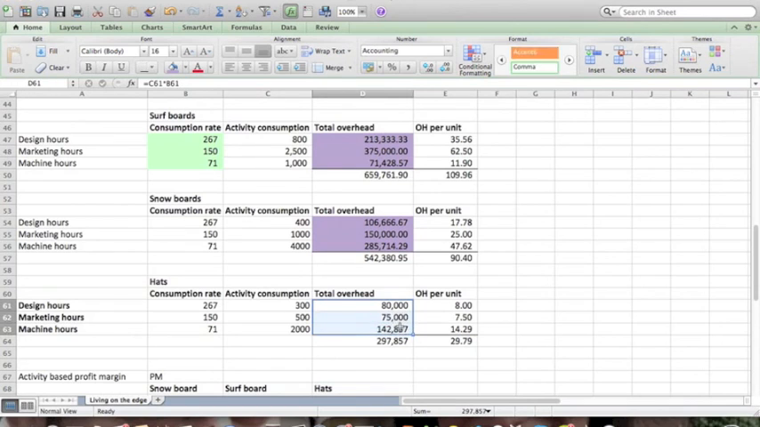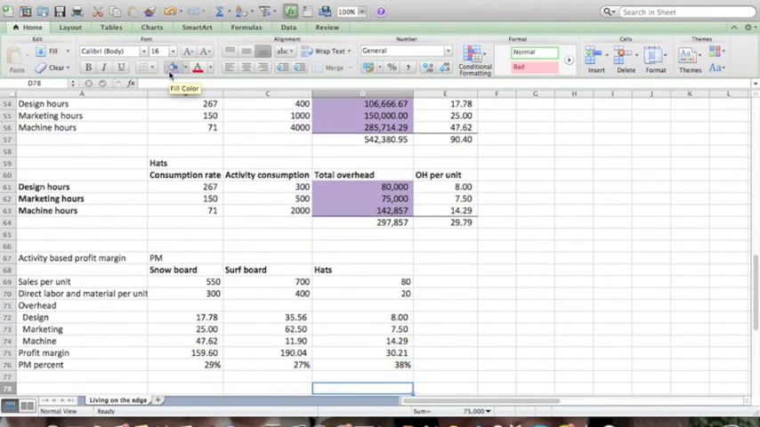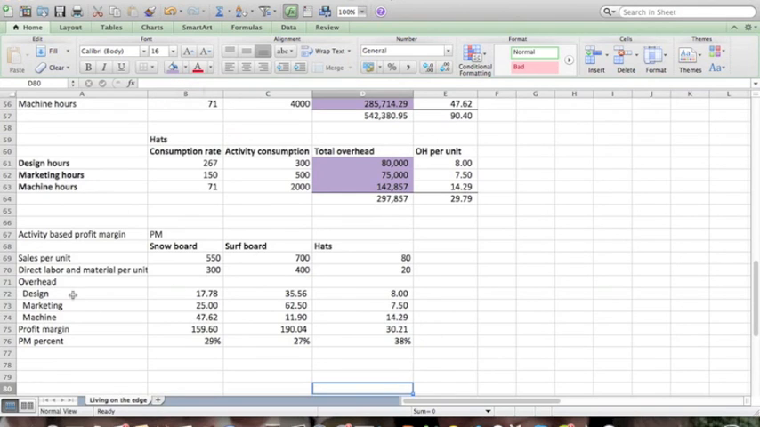And then what I do is I look at the profit margin based on each activity and how much it's costing me in overhead precisely based on the activities this time. And I'm coming up with quite a different profit margin here.